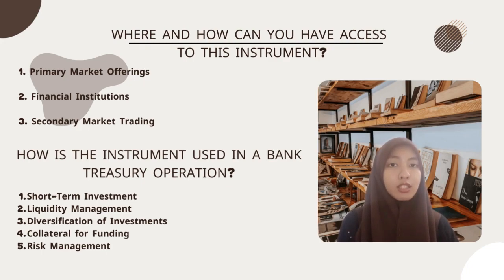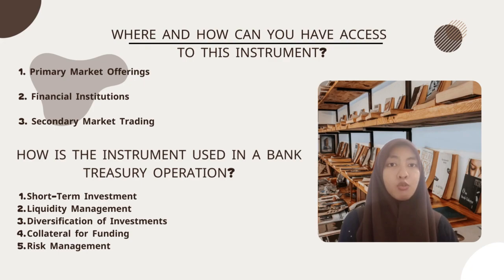Number 4 is collateral for funding. In some cases, banks may use Cagamas commercial papers as collateral to secure short-term funding from other financial institutions or the central bank. These papers, backed by a government-owned institution, are considered high-quality collateral and can help banks access liquidity or raise funds in the interbank market or in central bank operations.